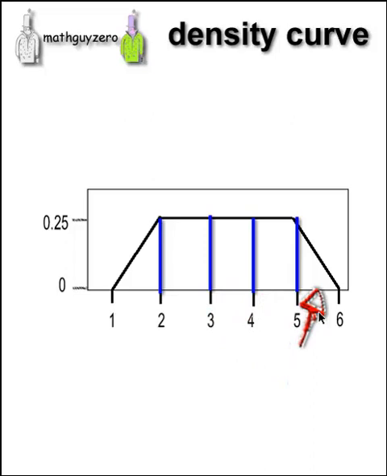And the area formula for a triangle is 1/2 the base times the height. So it's 1 times 0.25 divided by 2, but then there's 2 of them, so we're going to multiply them by 2. So yes, the area underneath this curve is 1, so therefore it is a density curve. But there are other ways to do this.